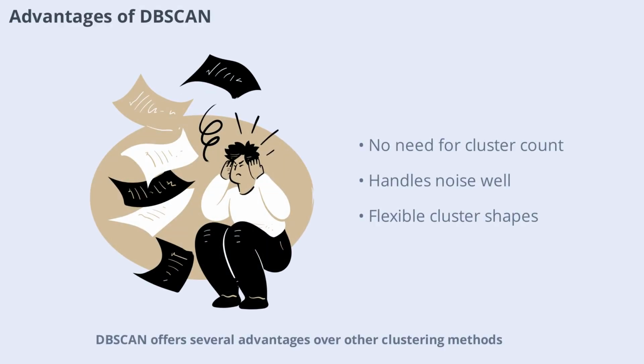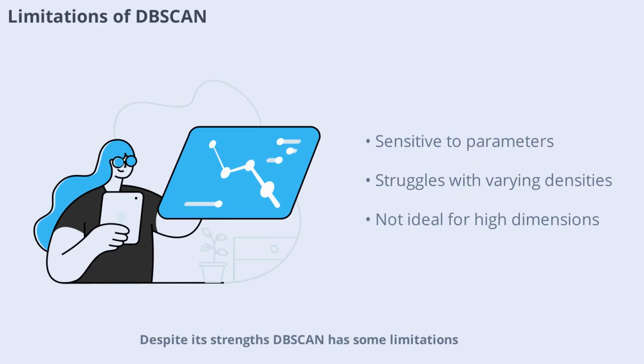DBSCAN offers several advantages over other clustering methods. It can find clusters of arbitrary shapes, doesn't require specifying the number of clusters in advance, and is robust to noise and outliers. These features make it a popular choice for many real-world applications, from image analysis to geographic data clustering. Despite its strengths, DBSCAN has some limitations.